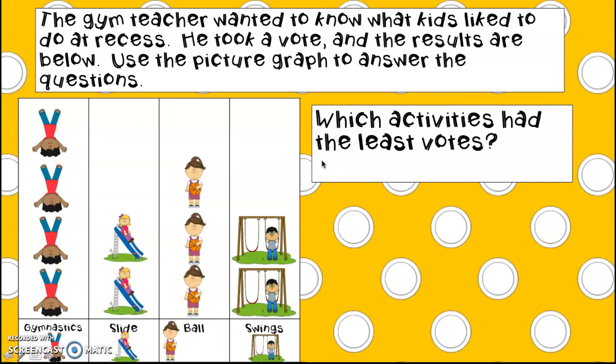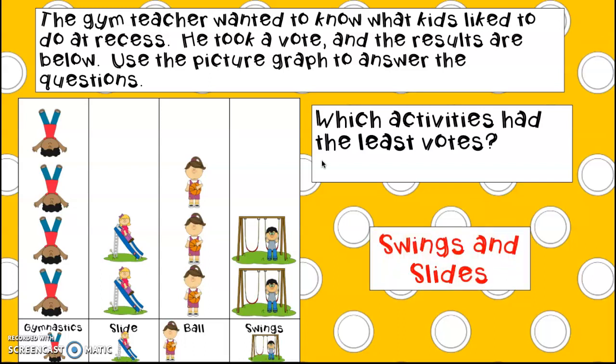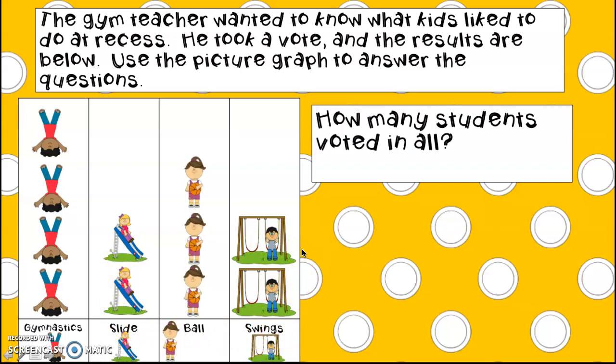Which activity had the least amount of votes? Oh, I hope you didn't get tricked. Swings and slides had the least amount. Sometimes there can be 2 answers. They both have the least amount. How many students voted in all? Pause the video to count how many voted in all.